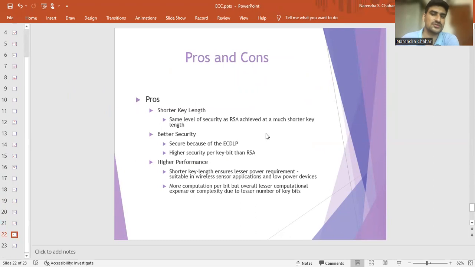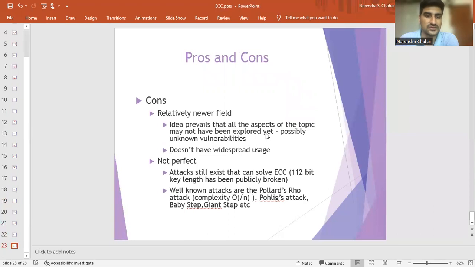Now, what are the pros and cons of elliptic curve cryptography? First, in the pros, the first one is the shorter key length. The same level of security as RSA is achieved with a shorter key length. It has better security because of the ECDLP. Now, higher security per key bit than RSA, and higher performance is there. What are the cons?